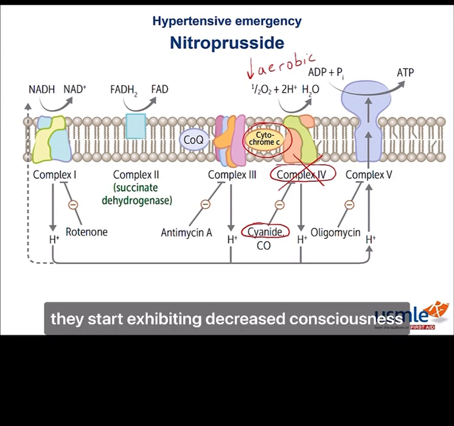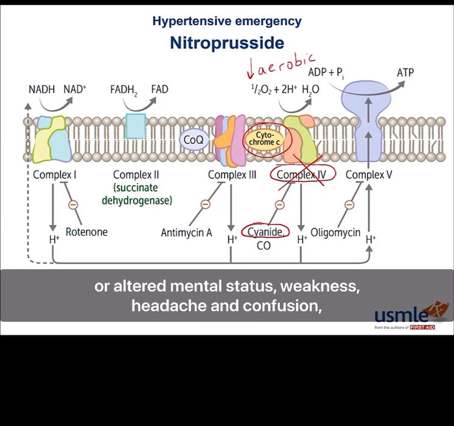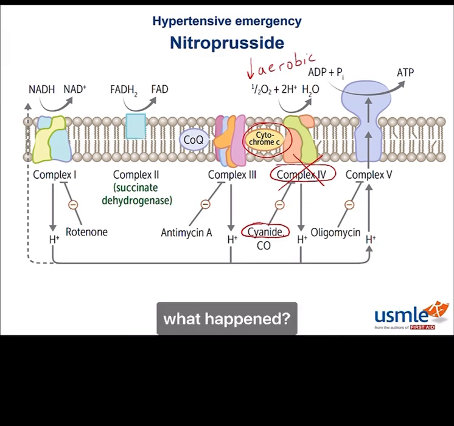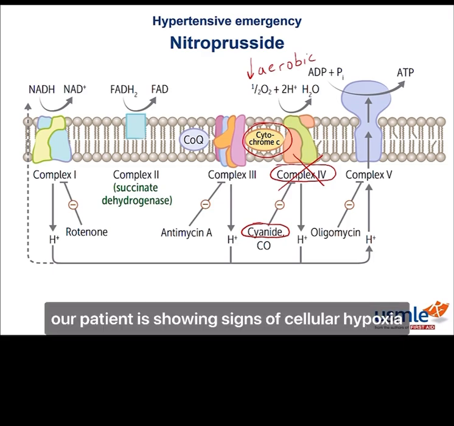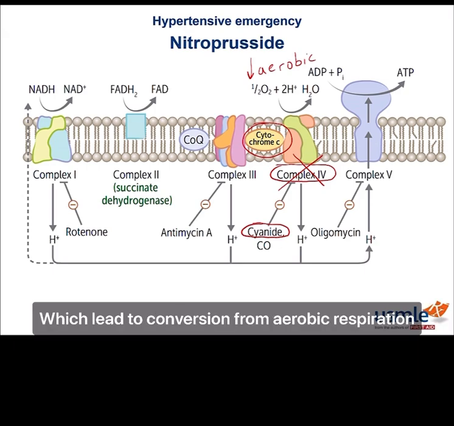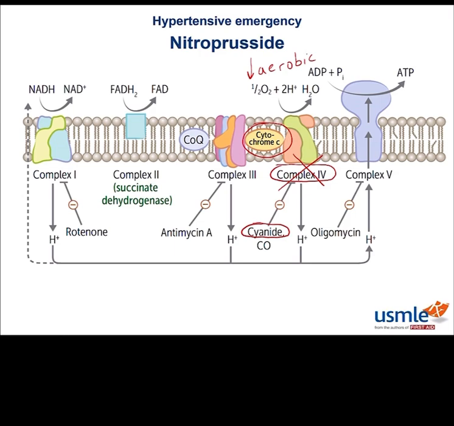So the patient you gave nitroprusside to finally has lowered their blood pressure, but then, all of a sudden, they start exhibiting decreased consciousness or altered mental status, weakness, headache, and confusion. But wait a minute, we just made them better. What happened? Cyanide toxicity. Our patient is showing signs of cellular hypoxia because cyanide inhibited the electron transport chain, which led to conversion from aerobic respiration to anaerobic respiration, with eventual tissue hypoxia.